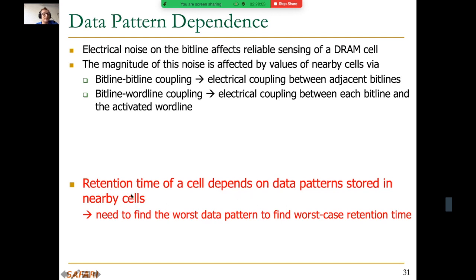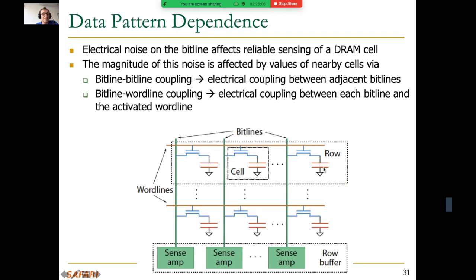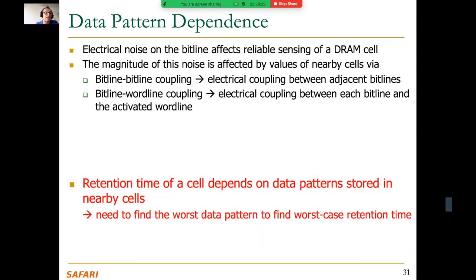Okay, so this means that retention time of a cell depends on data patterns stored in nearby cells. So if the data pattern is 1, 1, 1, your retention time may be better compared to if your data pattern is 1, 0, 1. Because this coupling becomes worse depending on the voltage differential between the bit lines and the word line. If the voltage differential becomes higher, then the coupling becomes higher also because there's much more tension, and your electric fields are much stronger, of course. And as a result, your coupling is stronger. So you need to find the worst data pattern to find the worst case retention time. And it turns out this is not easy.